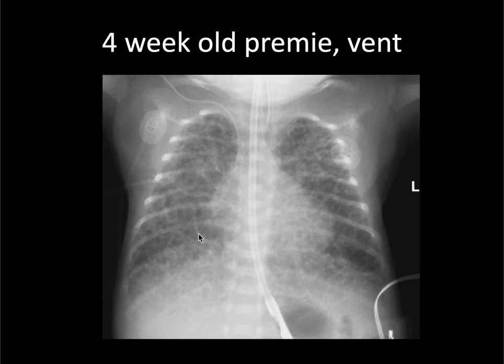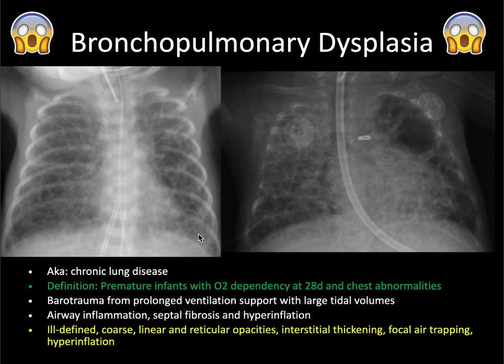This is an example of bronchopulmonary dysplasia. So bronchopulmonary dysplasia is also known as chronic lung disease, and it can happen when premature infants are oxygen dependent at 4 weeks, and you'll see chest abnormalities. It's barotrauma from prolonged ventilation support with large tidal volumes. Causes airway inflammation, septal fibrosis, and hyperinflation. You'll see ill-defined coarse, linear reticular opacities, interstitial thickening, focal air trapping, and hyperinflation.